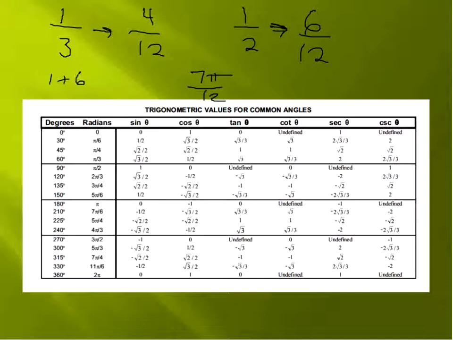So when I think 7, I think of 1 plus 6, or I think of 3 plus 4. Do you guys see how I'm doing my fractions in my head? I haven't really changed the fractions yet. So I think 1 plus 6 gives me 7, or 3 plus 4 gives me 7.